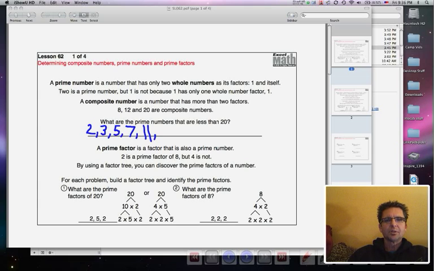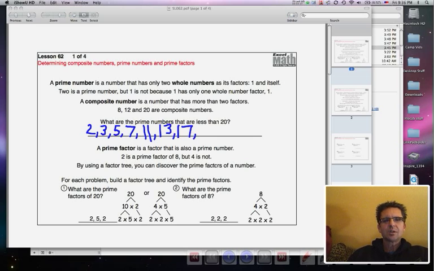What about 12? No, that's even. 13, that's a prime number. The only numbers that go into 13 are 1 and 13. 14 is even. 15 is not prime because 3 times 5 makes 15. 16 is even. 17 is a prime number. There's no numbers that go into 17 besides 1 and 17.